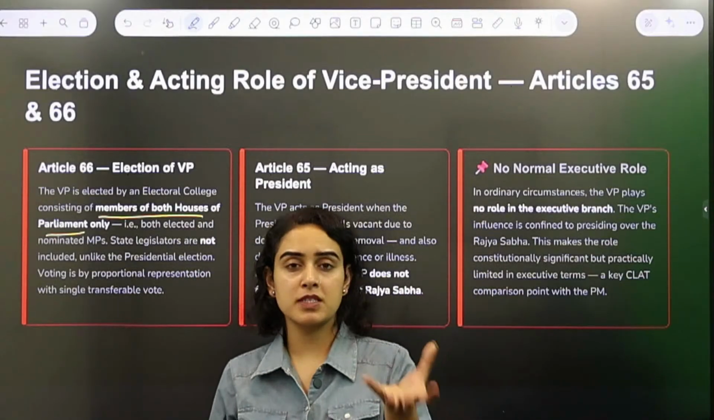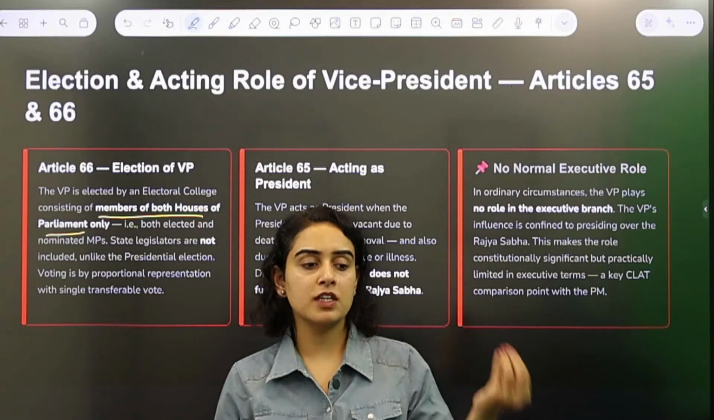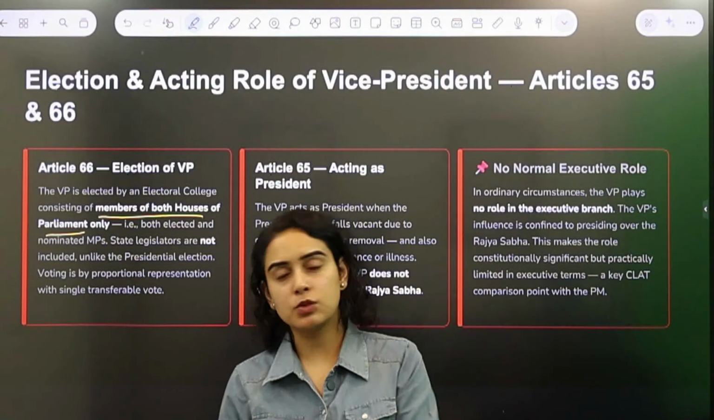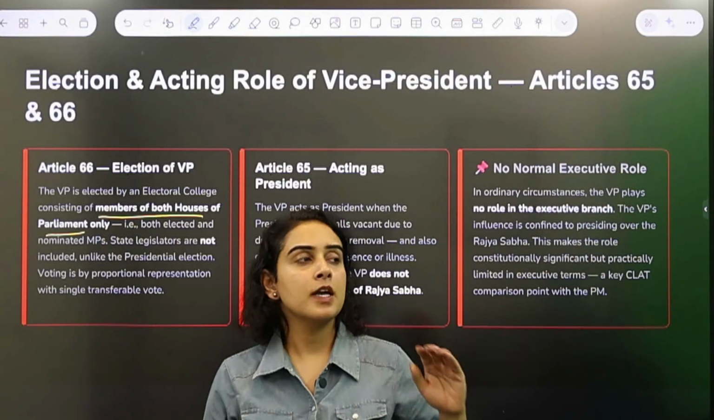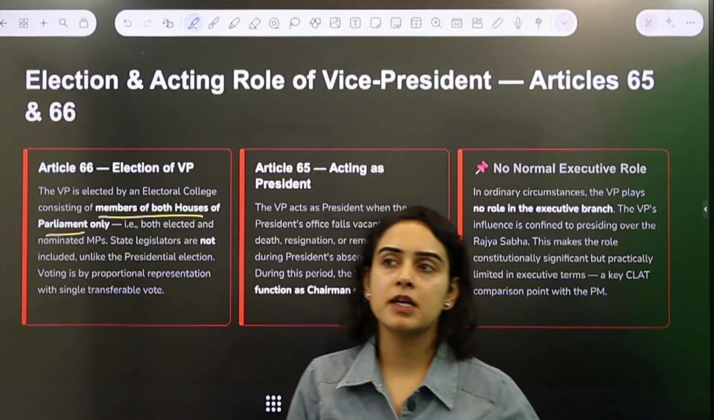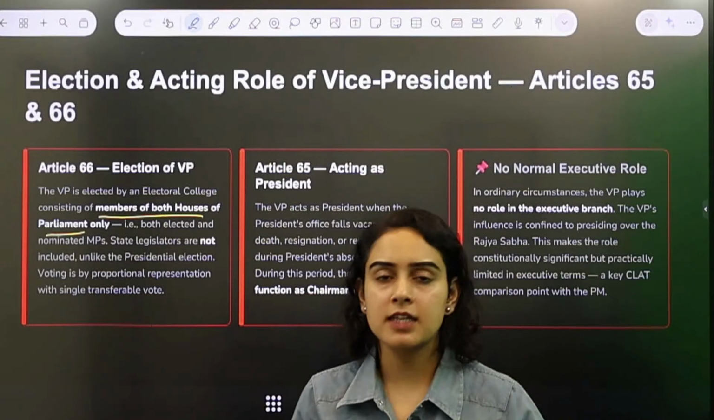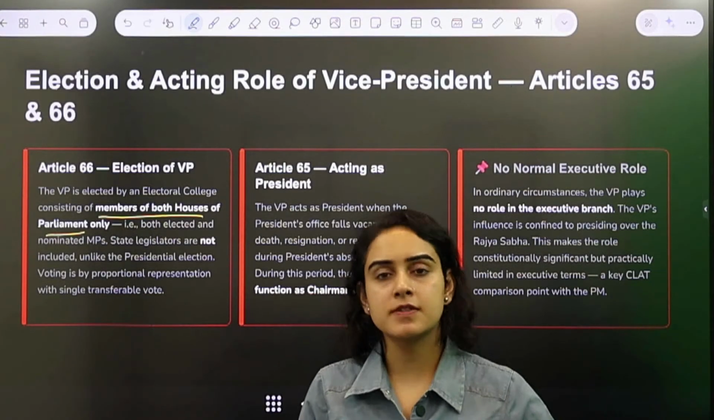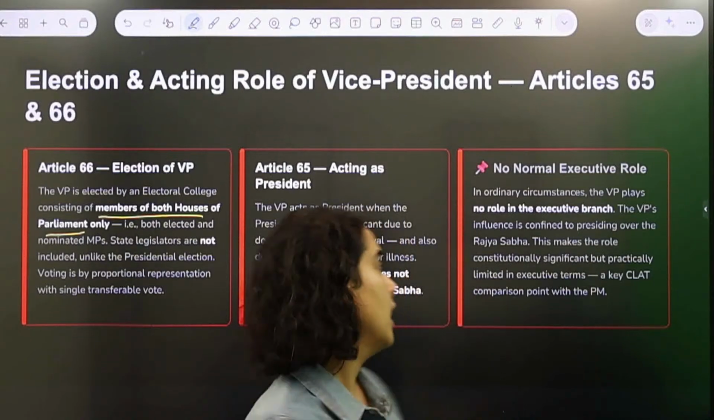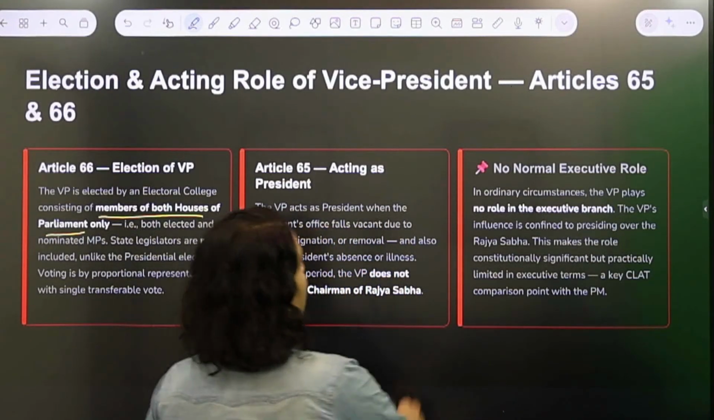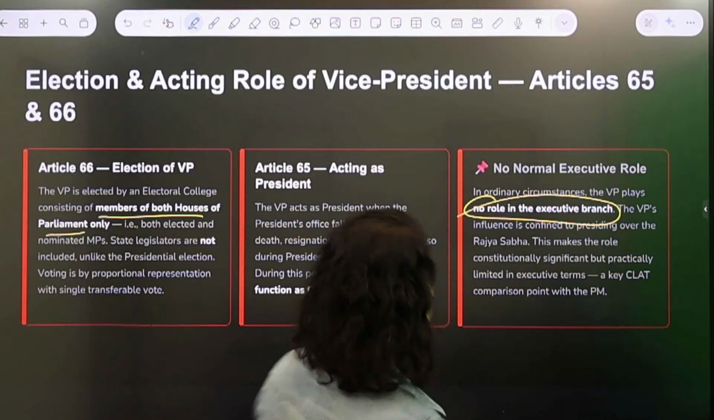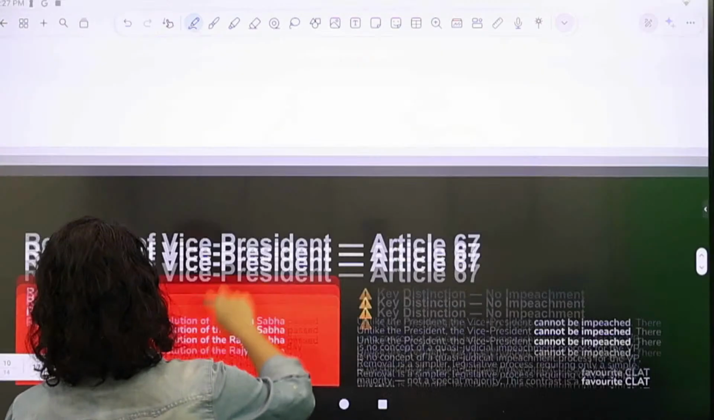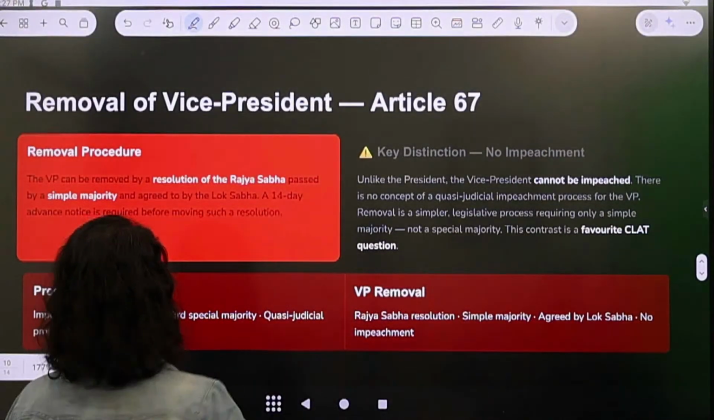Whenever the position of president is vacant, or if he is not available to serve duties, if he's sick or for any other reason, in that case the vice president becomes the president, and temporarily serves the duties of the president. Okay, all right. And like I've already mentioned, he does not have any role in the executive branch. His role is predominantly legislative in nature.